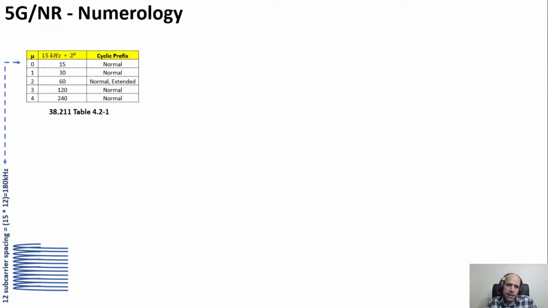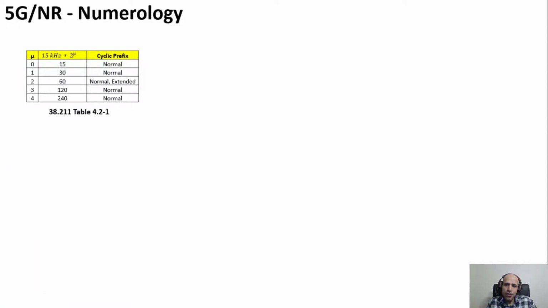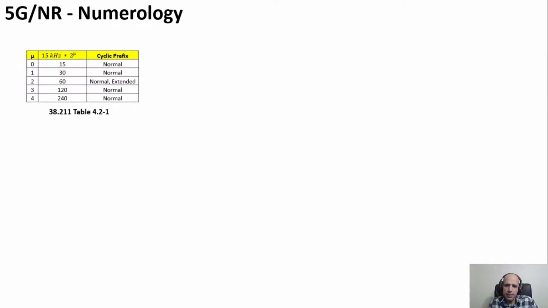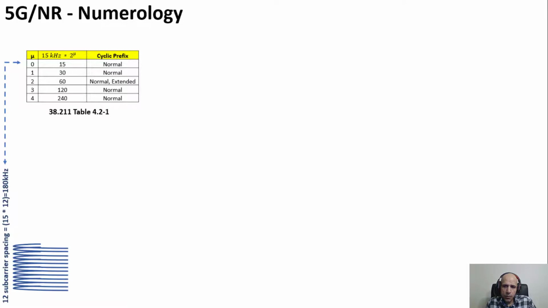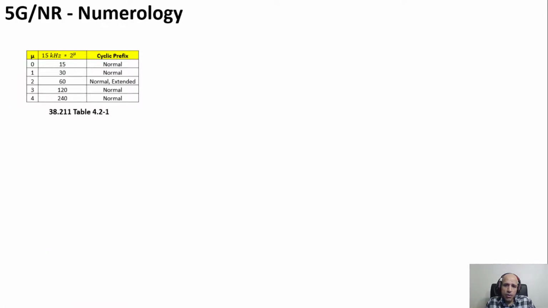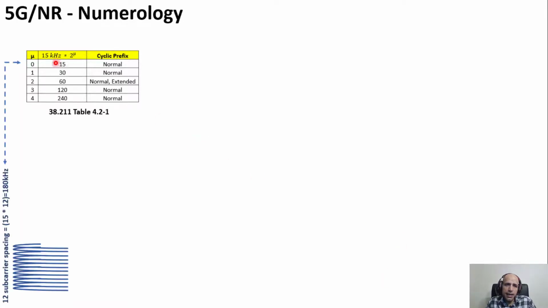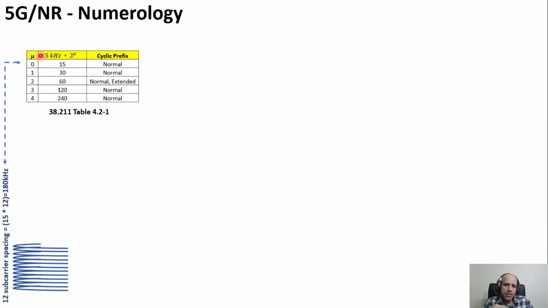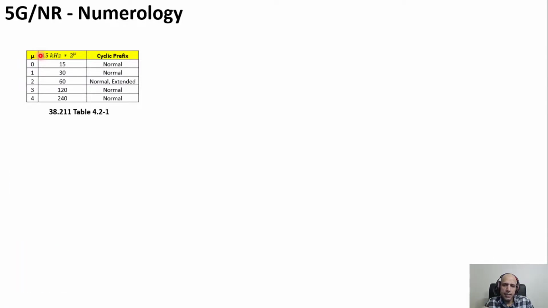Here I wanted to say, in comparing to the LTE numerology, subcarrier spacing and symbol length, the most outstanding difference you can notice is that NR supports multiple different types of subcarrier spacing, as I said. As you see here, each numerology is labeled by a parameter mu. The numerology mu equal to 0 represents 15 kilohertz, which is the same as current LTE technology.